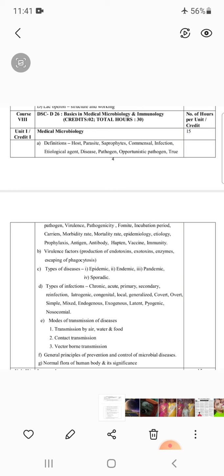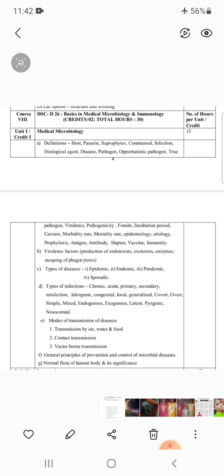Okay, now C point is types of disease. First disease is epidemic disease. Okay, epidemic disease is a type of disease which can cause an infection to a large number of people in a community at a particular time, such as flu. Okay, it is known as an epidemic disease.